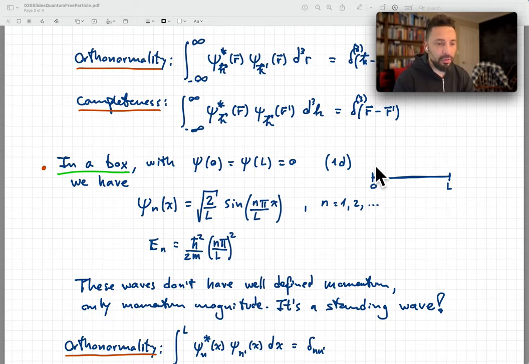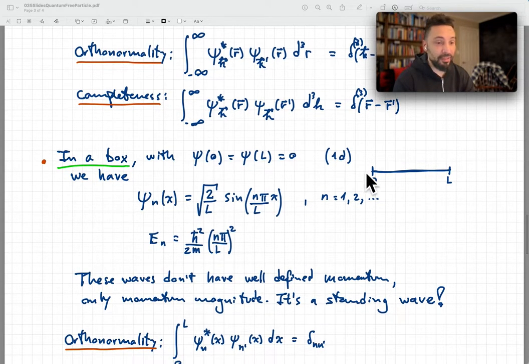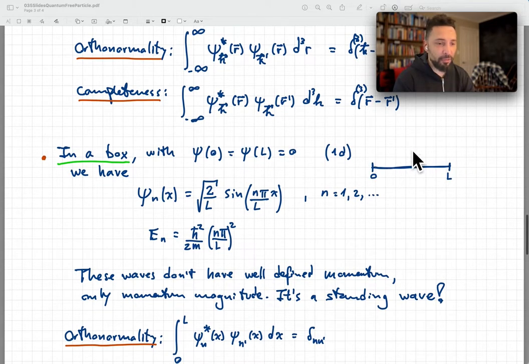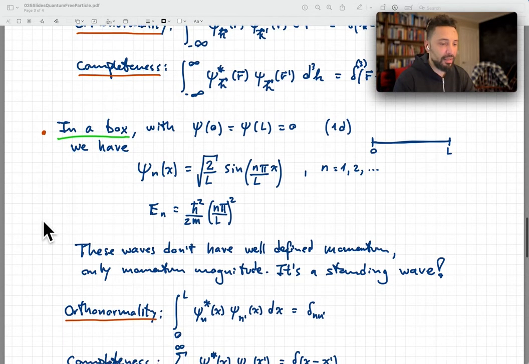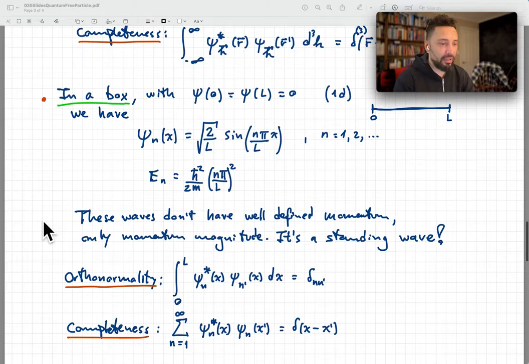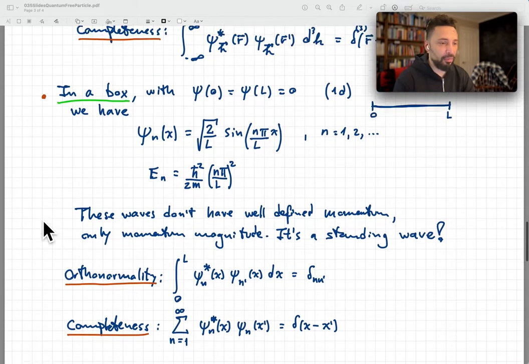The particle, of course, cannot have conserved momentum because it has to bounce against this wall and bounce against this wall. So in reality, this is not a free particle. This is sort of a trick that I'm playing on you here. It's a standing wave. A standing wave is not a free particle. It bounces back and forth and produces a standing pattern. But you do have a very similar pattern of wave functions as you had before.